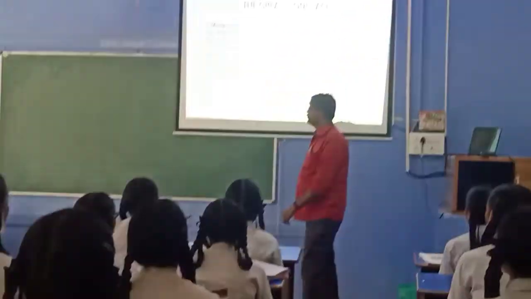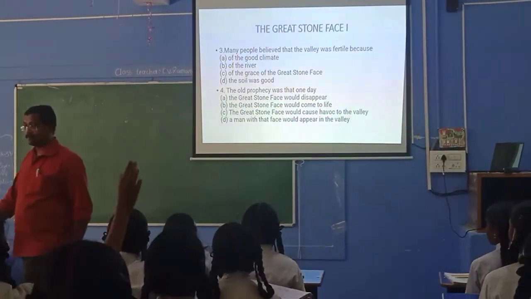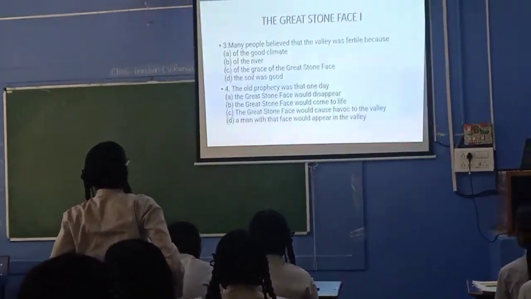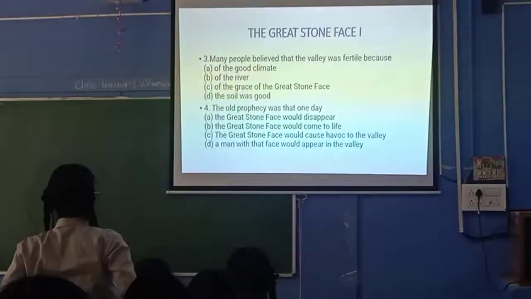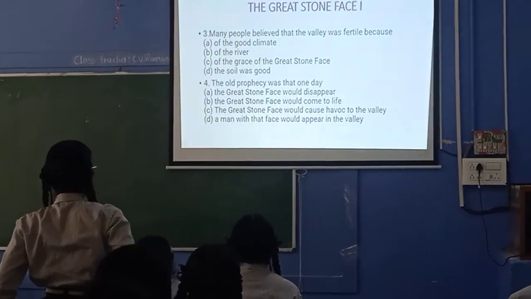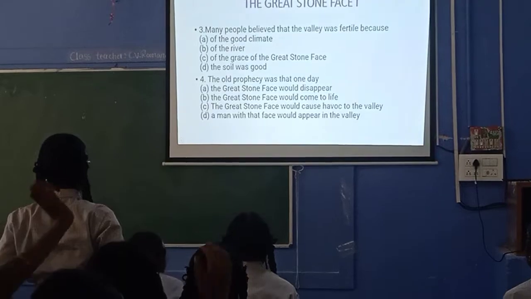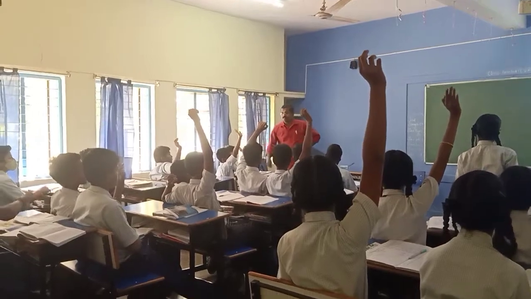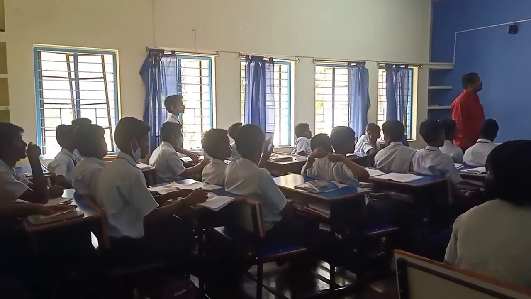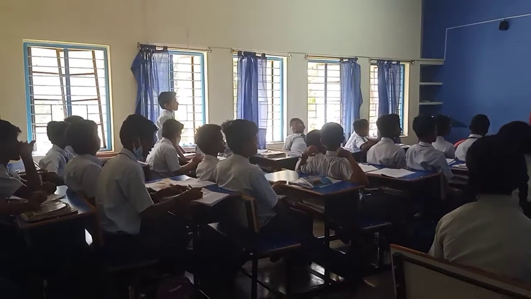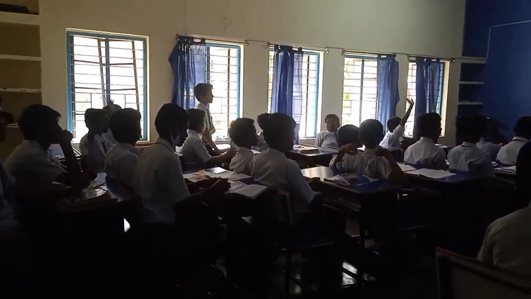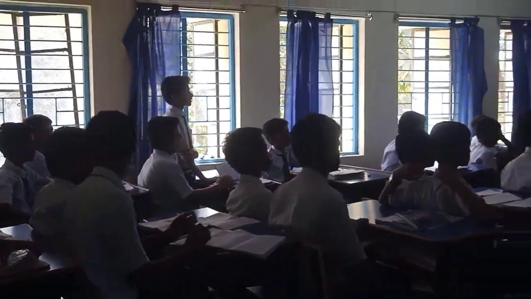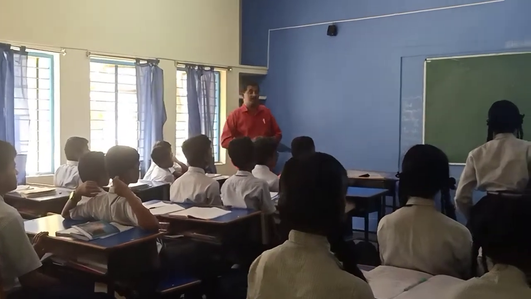Then, next question. Can you read out, Sarvada? Many people believe that the valley was fertile because... Read the four options also. Option A, of the good climate; option B, of the river; option C, of the great stone face; option D, the soil. Yambar, can you say what is the correct answer? Because of the grace, because of the blessing of the grey stone face. Very good. Correct one? Okay.